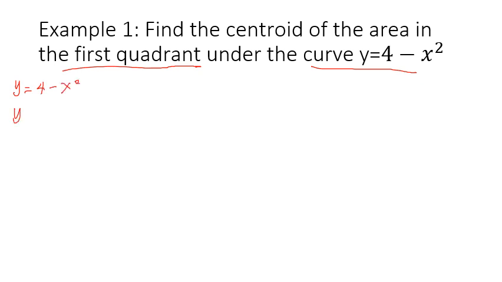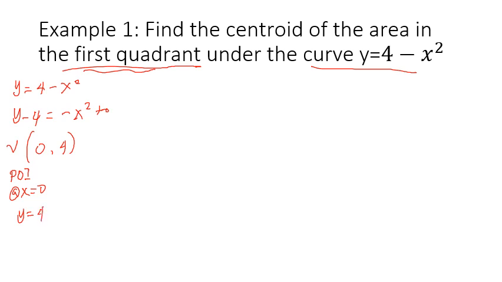So this is y minus 4 equals negative x squared. Therefore, our vertex is at 0, 4. Right? That's our vertex. Now, we need to get the intersection points, which at x equals 0, one boundary is our first quadrant in terms of x. So x is 0, y is 4 from here.